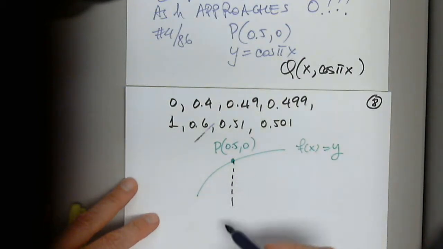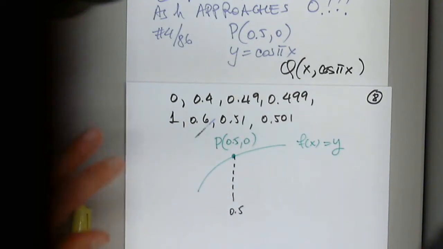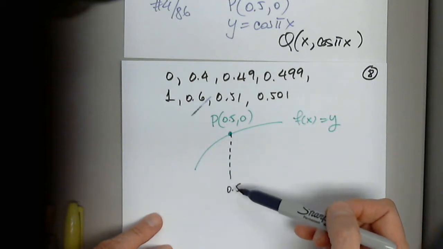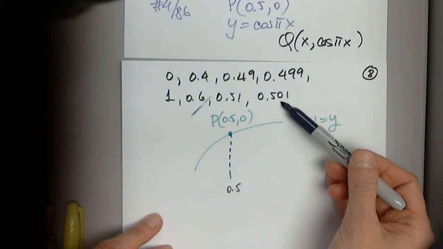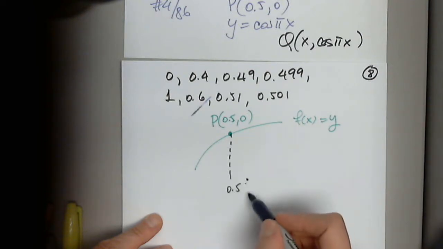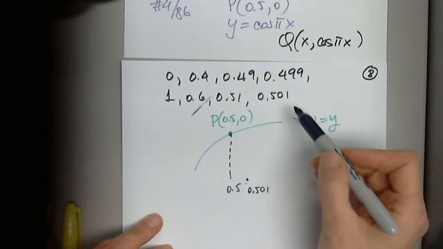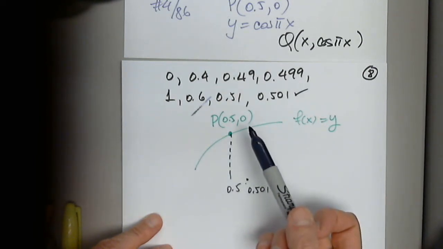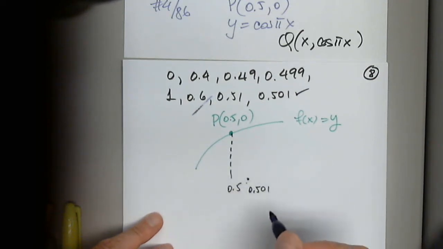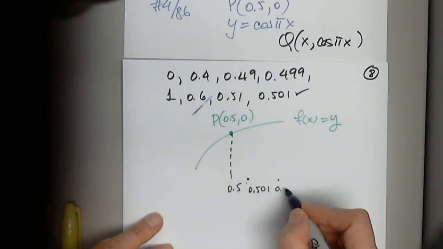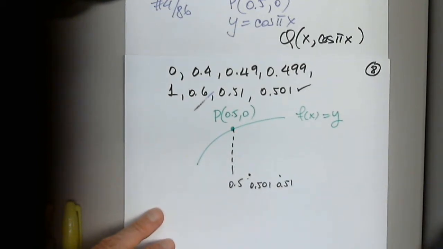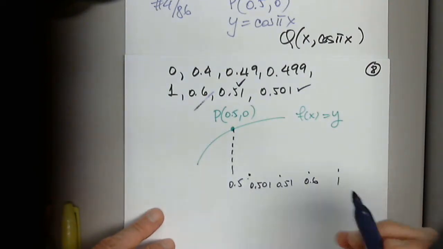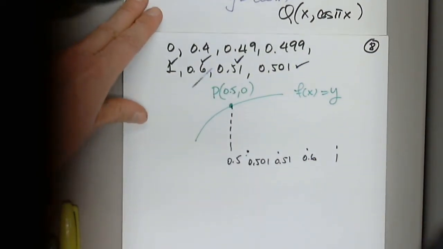So this is 0.5. And where are all the other ones pictured? So 0.5, the next one will be right here, as the next value is 0.501. So I took that into account. Where is... I'm sorry, it's on the other side. 0.51, right here. 0.51, perfect. Okay, this was taken care of. 0.6, and then 1. So all these are in the correct order now.